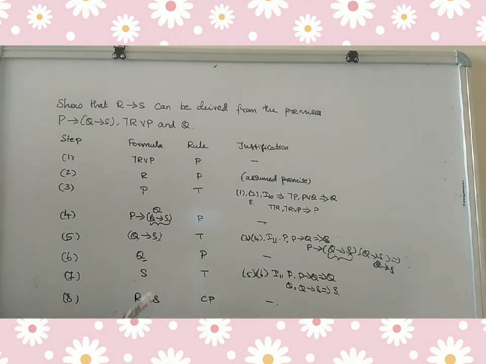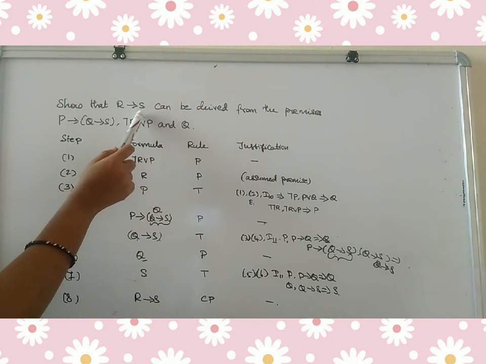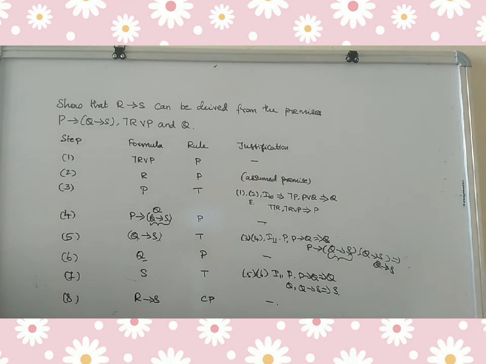Next, if I am able to derive S from the premise R, then I can conclude if R then S as per the rule CP. So based on the rule CP, since I have derived S from the premise R, I can conclude R conditional S. Just look at step 8. What do we have to prove? We have to prove R conditional S. Hence, we have achieved it. Hence, proved.